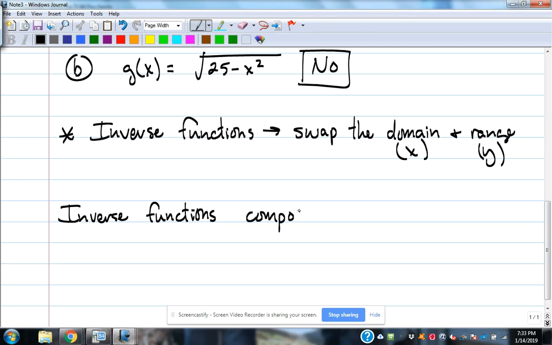All right, now, inverse functions compose to give x in either direction, and I'm going to show you what I mean.